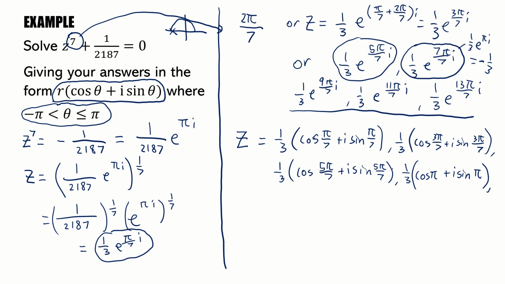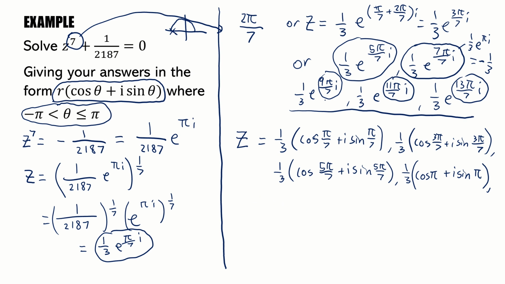And then the others, well, how are you going to rewrite them? Because the argument is too big. Well, once again, reminder, you can add 2 pi onto the argument of a complex number, and it's still secretly the same complex number. But you can also take away 2 pi from the argument of any complex number, and it's still the same complex number. So all you've got to do is take away 2 pi from the arguments of these 3 complex numbers here, here, and here, and that will lead you to the last 3 solutions.